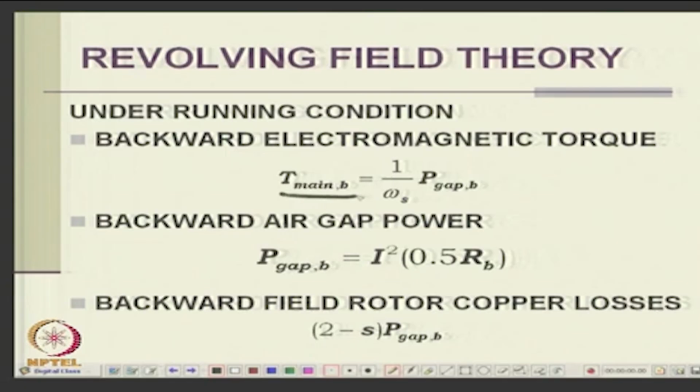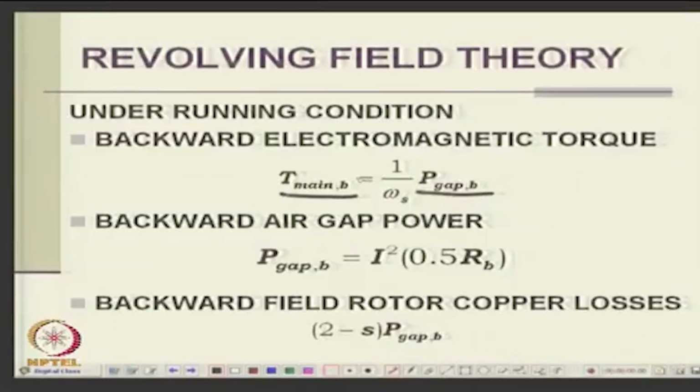Now, due to the backward field, again the same, whatever you feed to the backward field, the power, after all there is a backward flux that induces backward currents, there is a power into the backward field, and that power will be I square, same stator current I square into 0.5 RB, where RB is the resistive component of ZB. And the backward rotor copper loss now will be 2 minus S times PG, not S times. Now, effective slip is 2 minus S.